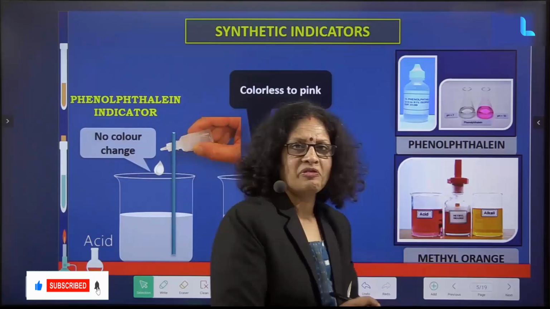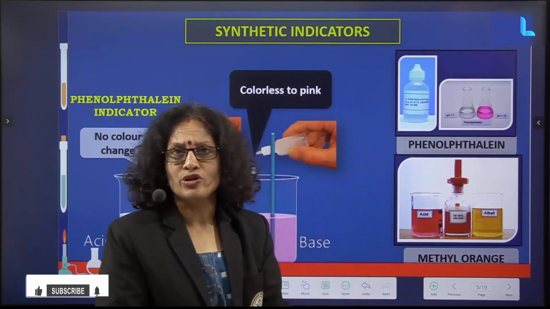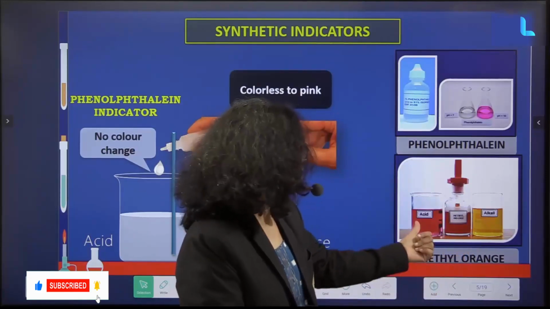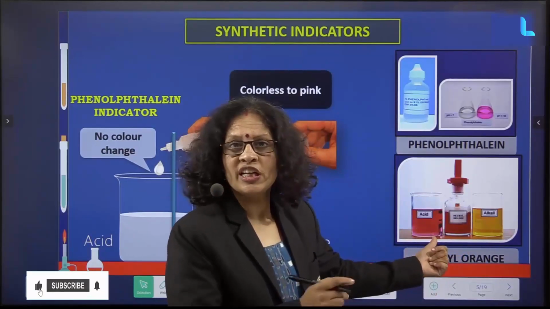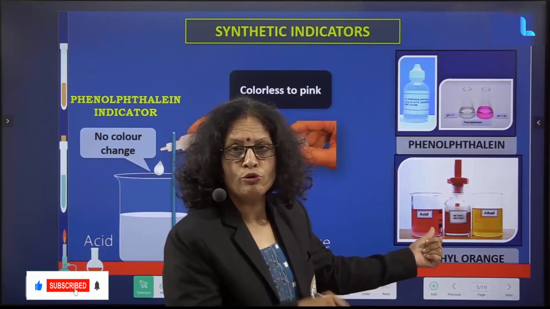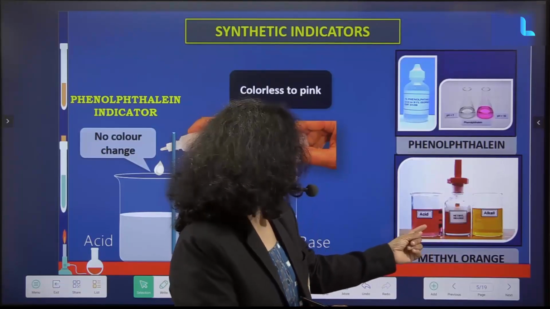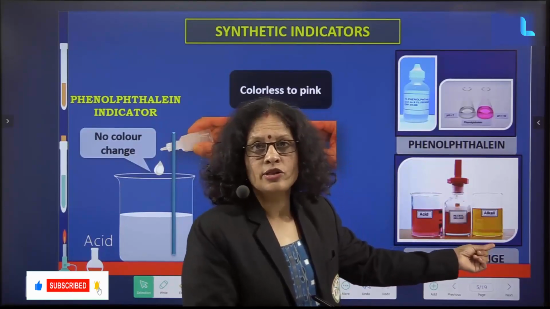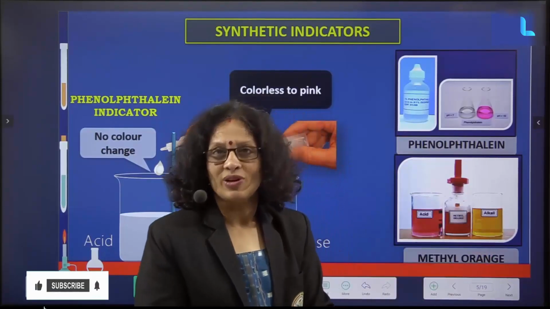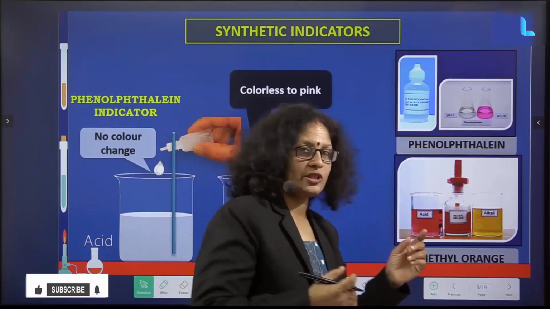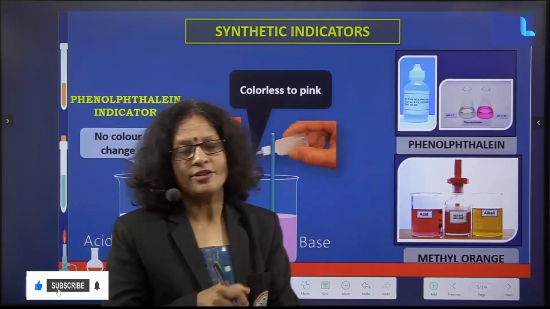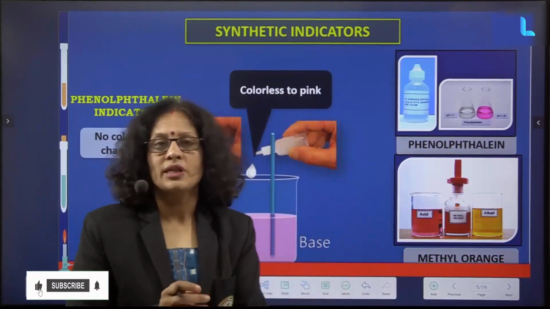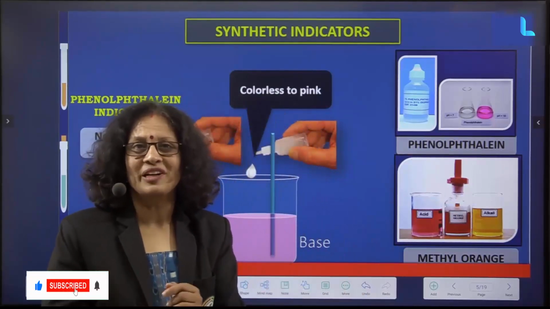There is another type of indicator called methyl orange. They have shown the colors also. When a few drops of methyl orange are added to an acidic solution, it shows pink color. But when it is added to an alkaline solution, it shows golden yellow color. So methyl orange basically gives a color change in acidic medium, and phenolphthalein basically gives a color change in basic medium.